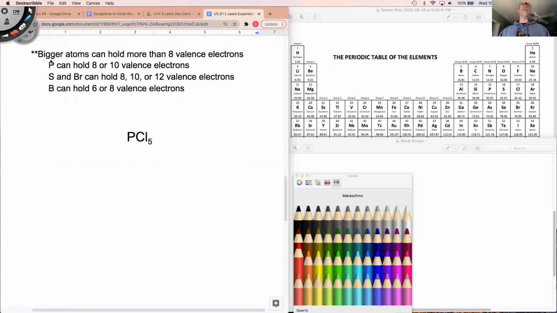All right, so bigger atoms, ladies and gentlemen, can hold more than 8 valence electrons. Oh my gosh, Mr. Pepik, you've talked so much about the octet and everything wanting 8 electrons, and now you're telling me they can use more? Yeah, that's what I'm telling you. So, only a couple though. Phosphorus, sulfur, bromine, or boron. This says boron. But then, oh, bromine's right here. I was like, bromine should be in there. Bromine and some of these other elements, they can hold more. So sulfur and bromine can hold 8, 10, or 12. Phosphorus can hold 8 or 10. Bromine can hold 6 or 8. But I'm not going to hold you to remember all those. You just need to understand that if there's an opportunity, more than 8 electrons can be had.